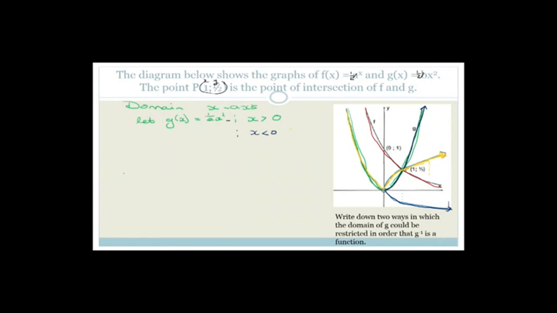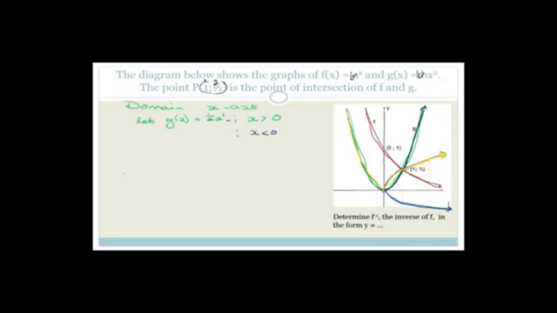So whenever they ask you to look for restrictions to make something a function, you're always looking to restrict the original graph. You're always looking to restrict the original graph. Please be careful about that. You don't restrict your inverse.